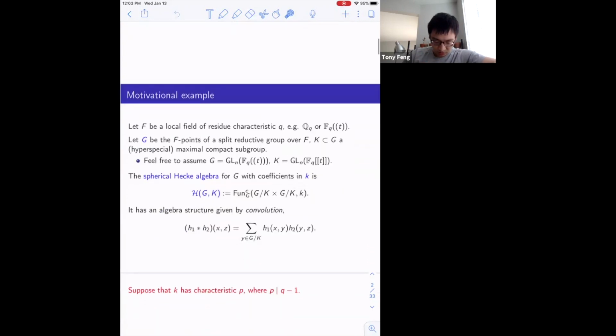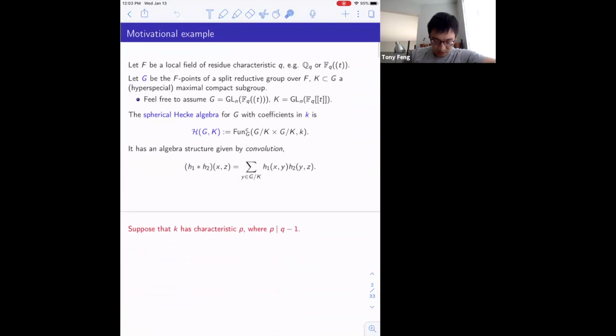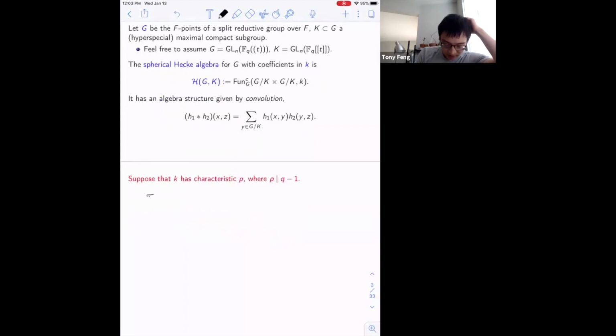Now I want to take coefficients which have characteristic in a special position. I want to emphasize that in this talk, Q is not a power of P, but instead Q, the residue field size, has the property that Q minus 1 is divisible by P, where P is the characteristic of my coefficients k. So this means that Q is 1, at least in my coefficients k. For example, the Hecke algebra is bound up with q-deformations, and this is a way of specializing q to be equal to 1.